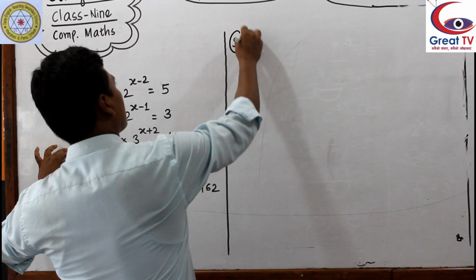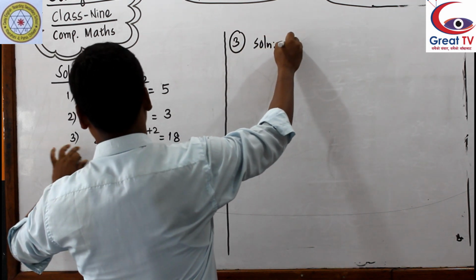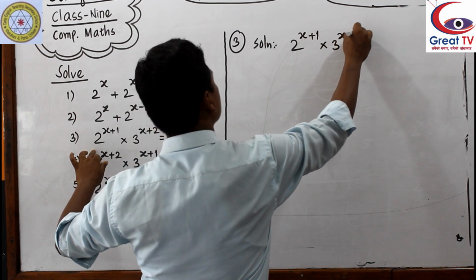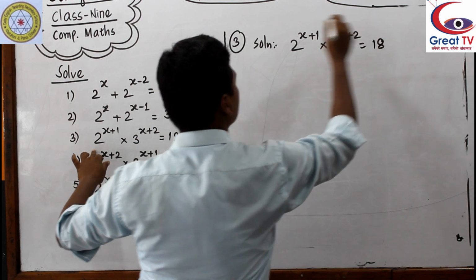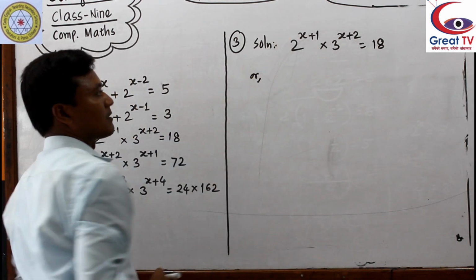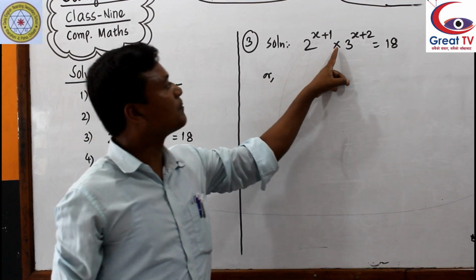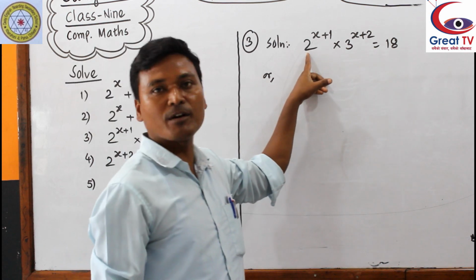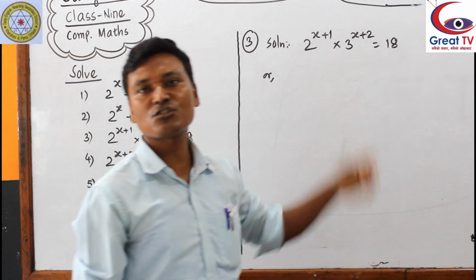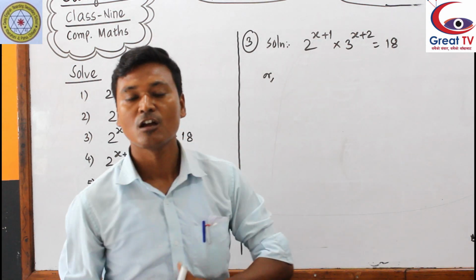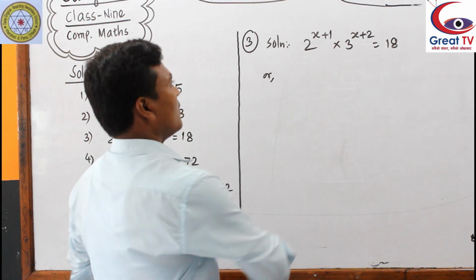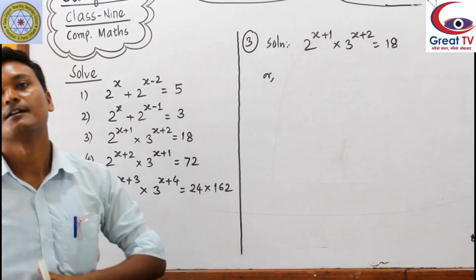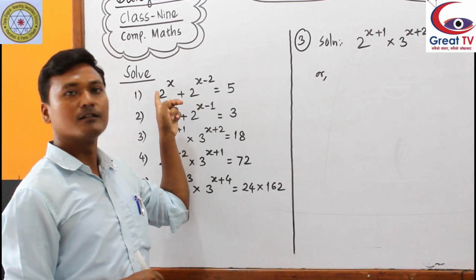Okay, question number 3. Its solution: 2 to the power x plus 1 times 3 to the power x plus 2 equals 18. But here in between is a multiplication sign, and in multiplication laws of indices can be used. But what is the base over here? 2. Here 3. Are the bases the same? No. Can we simplify by using laws of indices? No. But if you have plus or minus 1, we go by the method which we have already used in number 1.